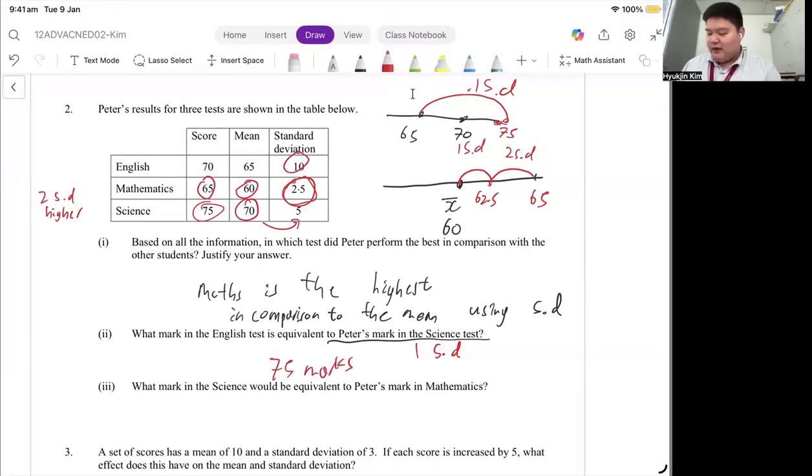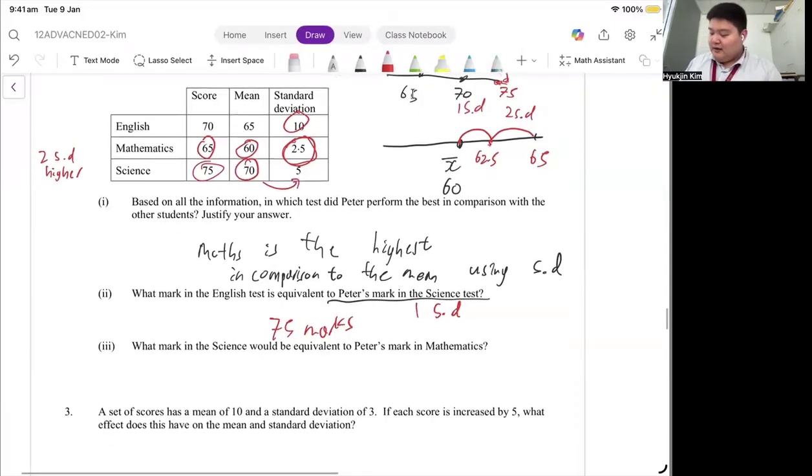Okay, and then what mark in science would be equivalent to Peter's mark in mathematics? It would be two standard deviations up, which is what mathematics was. So it would be 5 times 2, so 10 marks up, which is 80%. Okay.